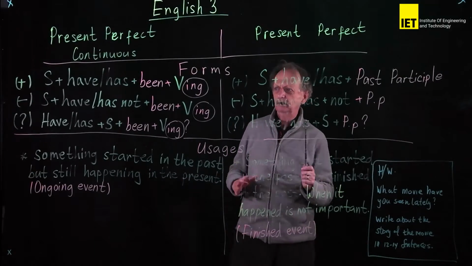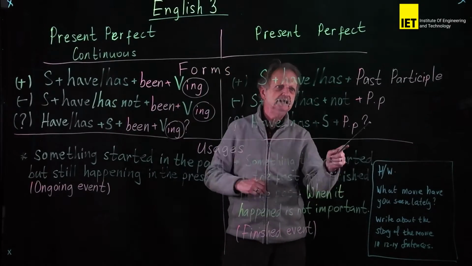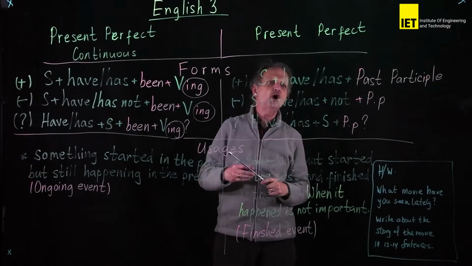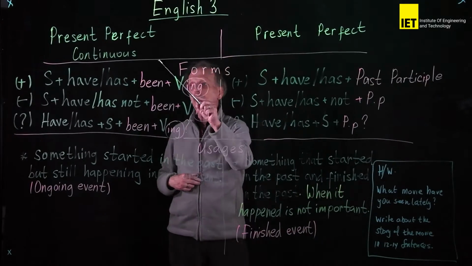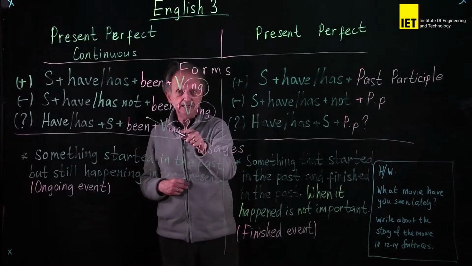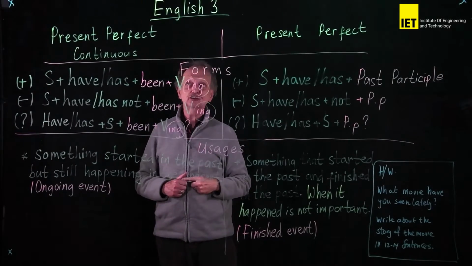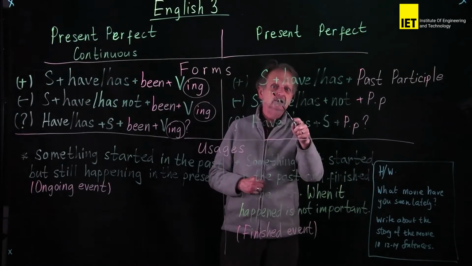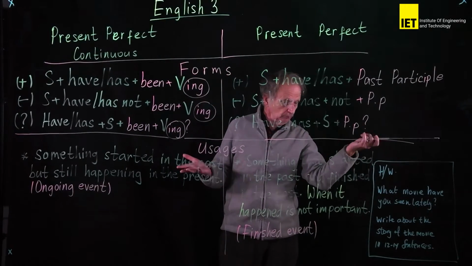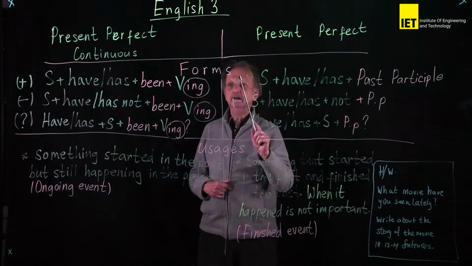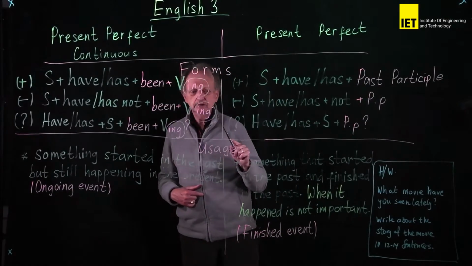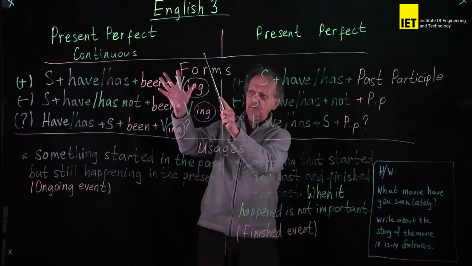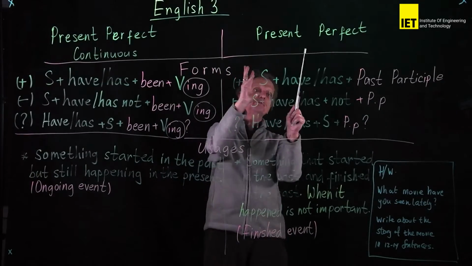Okay? So, the difference between these two is that in the present perfect there is no been. Well, in the present continuous you have the been plus the ing. The ing is the continuous bit. The perfect bit is the been. Okay? So, where have you been? That will be present perfect. Okay. So that's all. Now how or when do we use present perfect continuous versus present perfect?